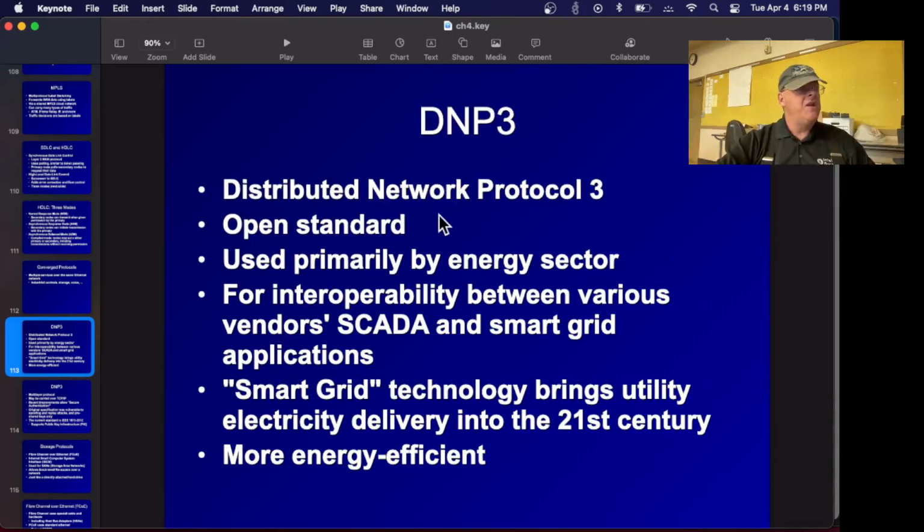So DNP3 is an open standard used by the energy sector for interoperability between SCADA and smart grid applications. SCADA is supervisory control and data acquisition. These are devices in industrial factories that control equipment over the internet. And then there's the smart grid technology, where everybody has smart power meters at their house, which can regulate the flow of power and communicate with other devices to try to improve efficiency.